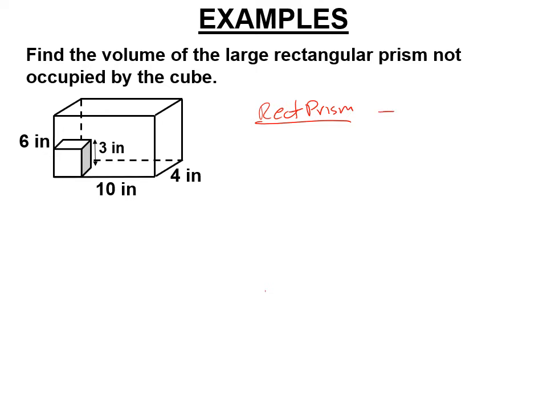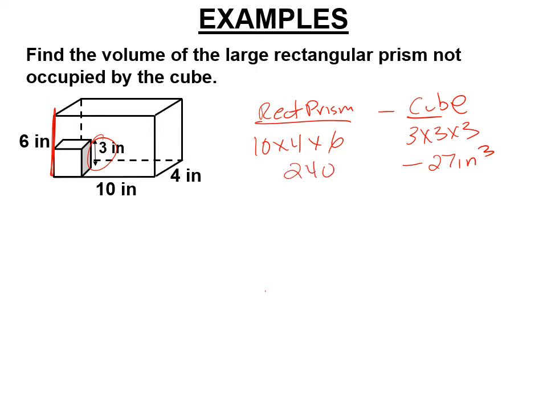And then we're going to take away the cube. It says that's a cube, okay? So the cube, it says right there, is 3 by 3 by 3. You know that because it says cube. So 3 times 3 is 9, times 3 is 27 cubic inches we're going to subtract. So now this 6 is this whole height. And so the rectangular prism is 10 times 4 times 6. 4 times 6 is 24. The whole thing is 240 cubic inches. So 240 cubic inches, take away the 27 cubic inches, and I'm getting 213 cubic inches.